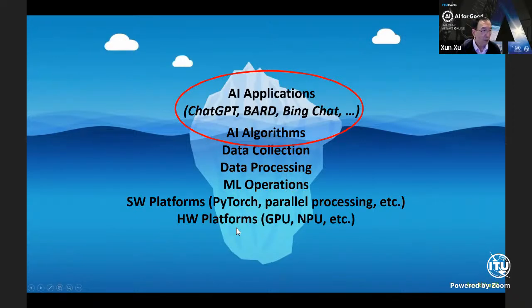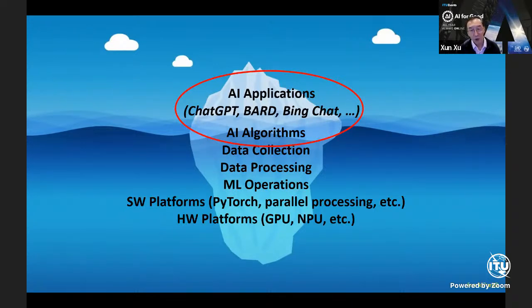So there are platforms developed, hardware platforms specifically to support artificial intelligence. This is a neural processing unit, of course, just like the GPU, which has become very popular.